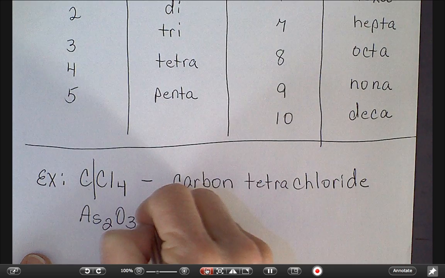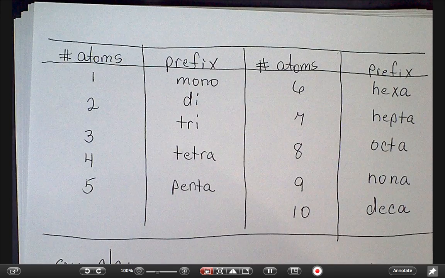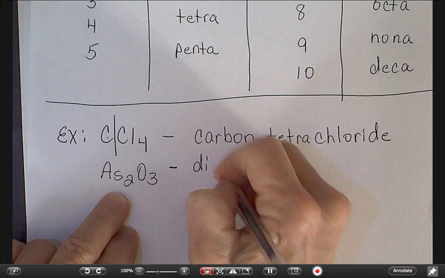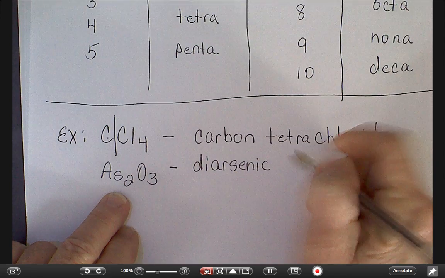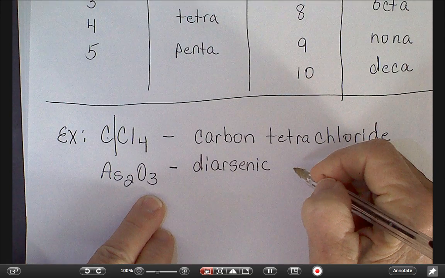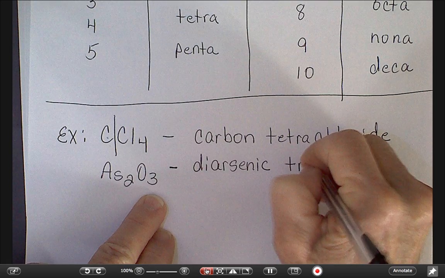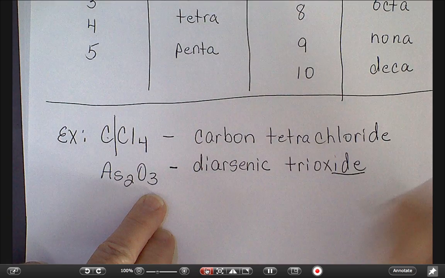As2O3. Now you've got 2 arsenics. What's the prefix for 2? Diarsenic. Di. And then the element's name, arsenic. How many oxygens? Trioxide. Correct. Remember, they all end in what? IDE.